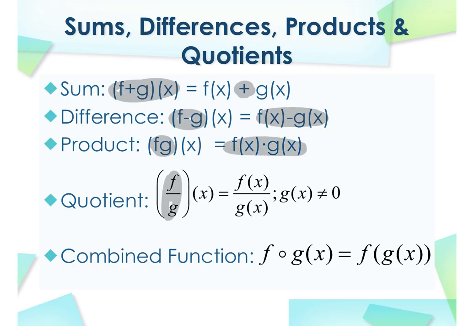If it's one over the other, then we're dividing, and obviously order matters here. This second part says g of x cannot equal 0, because whatever's in the bottom can't be 0. It would be undefined. That could be like a domain restriction, okay?